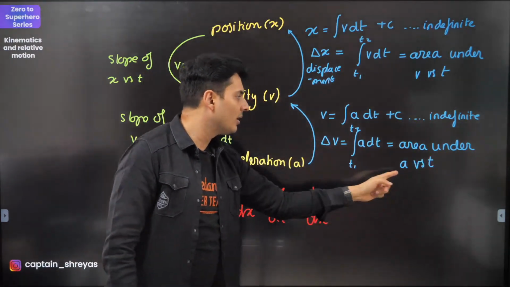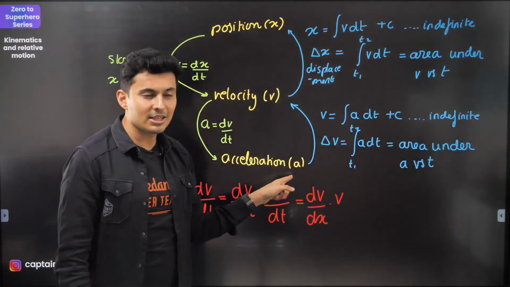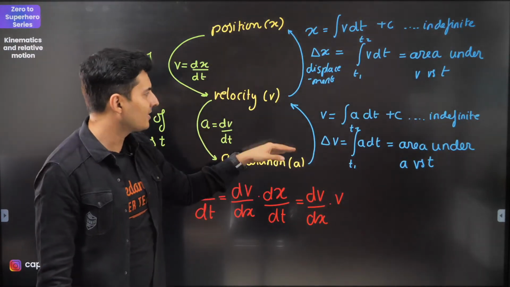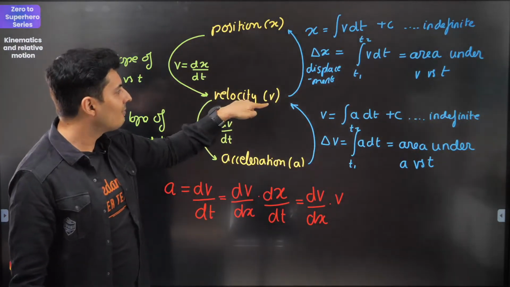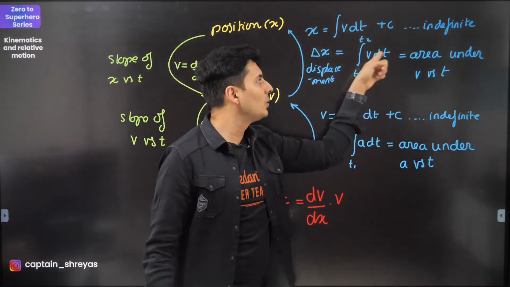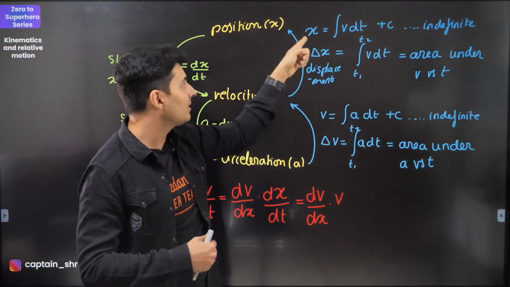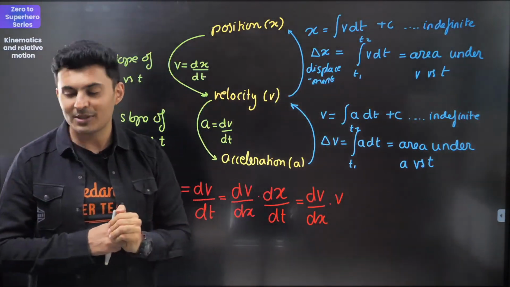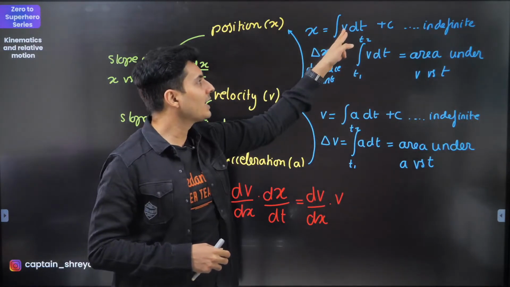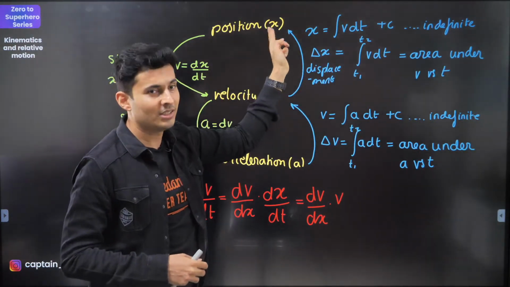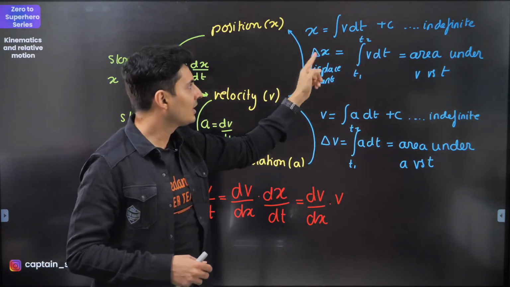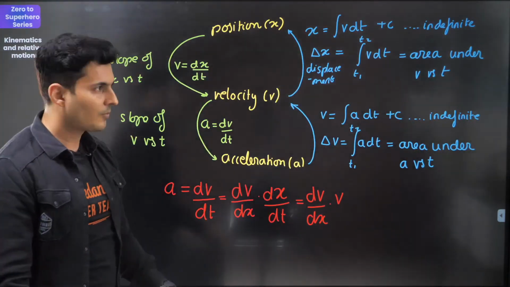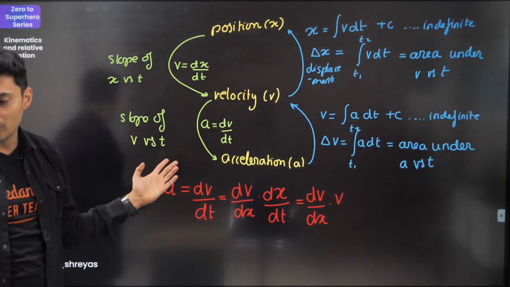That is also the area under the acceleration graph. Area under the acceleration graph gives you change in velocity. Same way, area under the velocity graph gives you the change in position, which is displacement. Keep this in mind. Again, integration of velocity gives you position. Integration of velocity with limits, that's definite, gives you change in position. Pretty much standard, something which you should know.